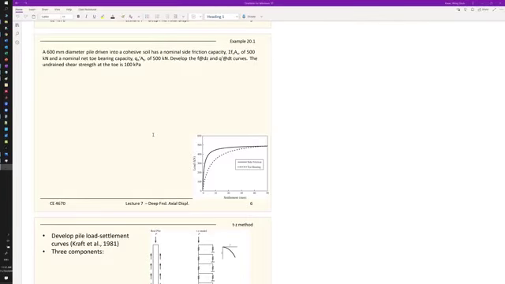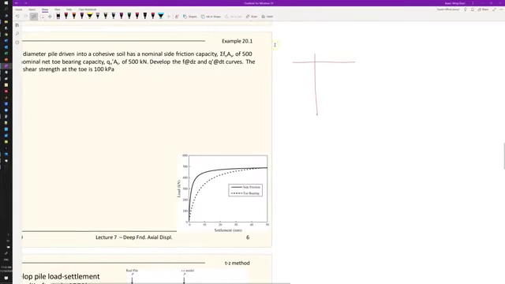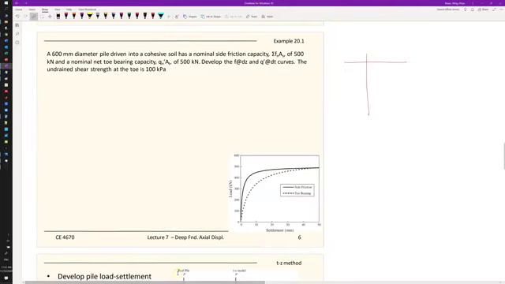Okay, let's try an example here, adopting what we have learned in the previous two slides. So here's an example. You have a 600 meter diameter pile driven into clayey soils. You have again a pile right there, and the difference into the clay soils.